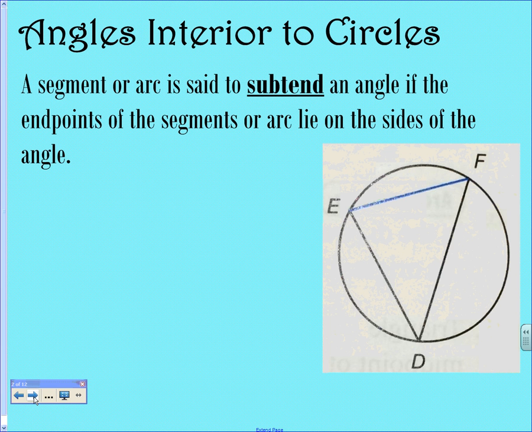So a segment or arc is said to subtend an angle if the endpoints of the segment or arc lie on the sides of the angle.